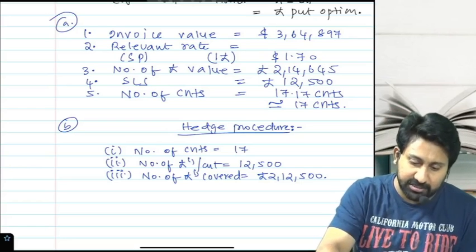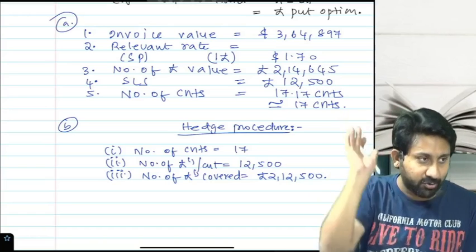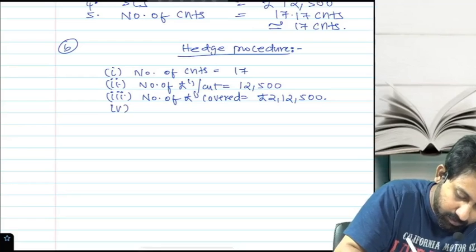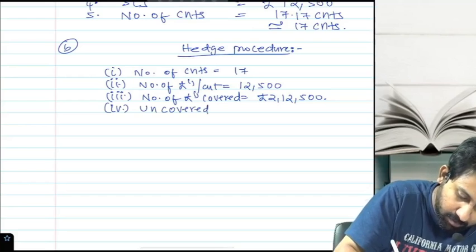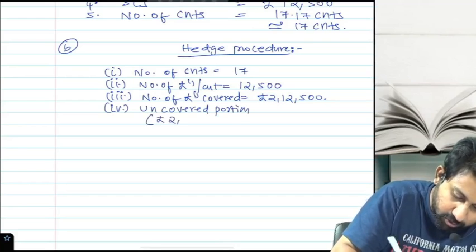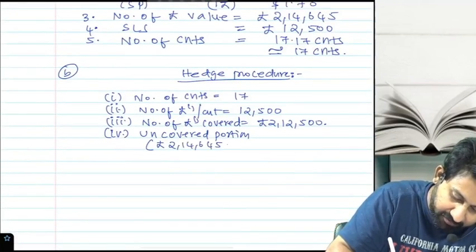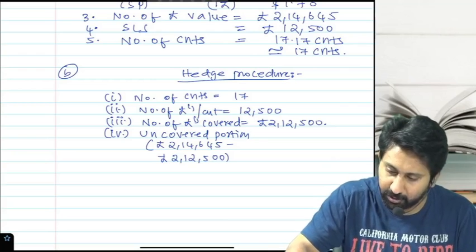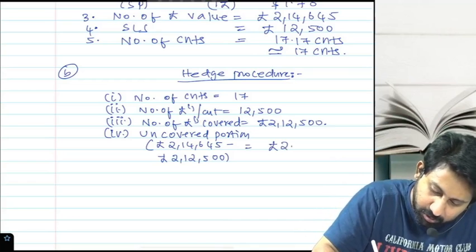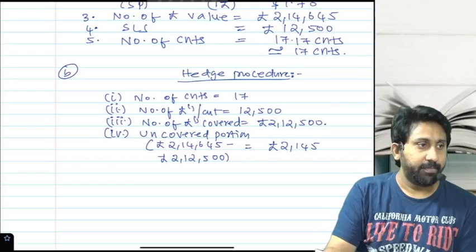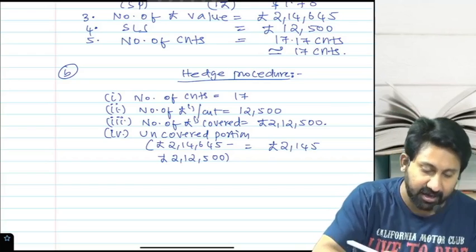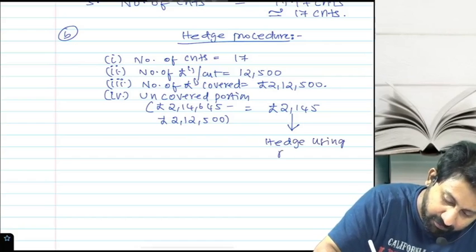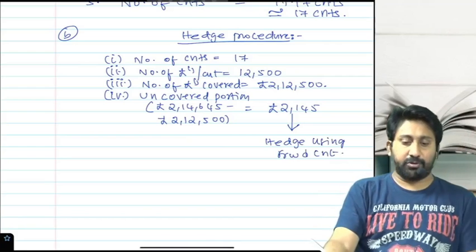Okay, 17 contracts will cover 212,500 only. So the uncovered portion is pounds 214,645 minus pounds 212,500. 214,645 minus 212,500 equals pounds 2145. Pounds 2145 worth is uncovered. This uncovered portion we need to hedge using forward.